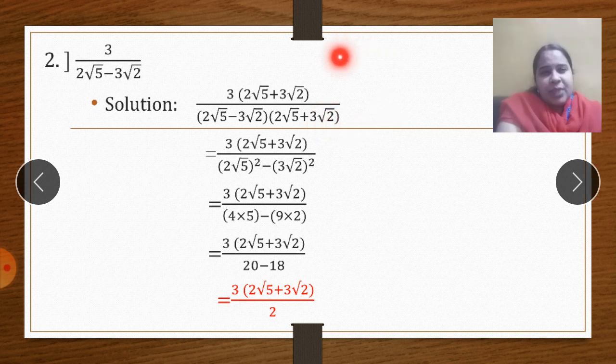Multiply the same thing in the numerator. Okay. So this is what I get. 3 into 2 root 5 plus 3 root 2. And what will happen in the denominator? Same as what we did in the first sum. This is a minus b. This is a plus b. What should be the formula? a square minus b square. So what is a in this? 2 root 5. So I should write 2 root 5 the whole square minus what is b? 3 root 2. I hope you are understanding it.